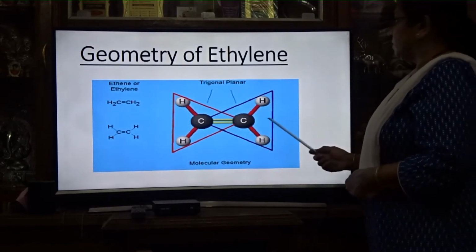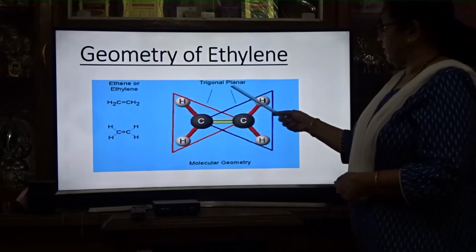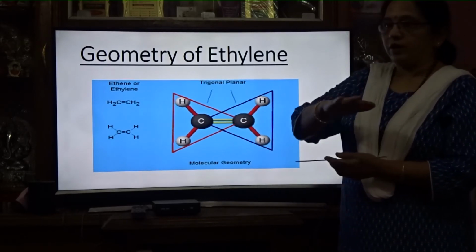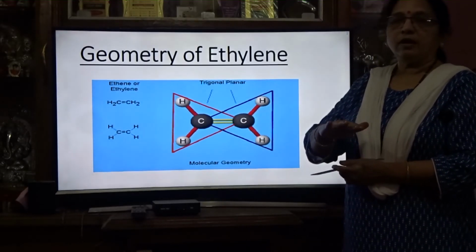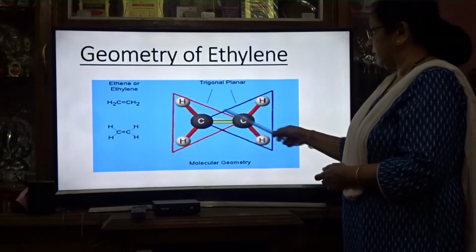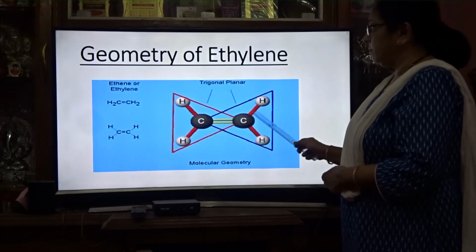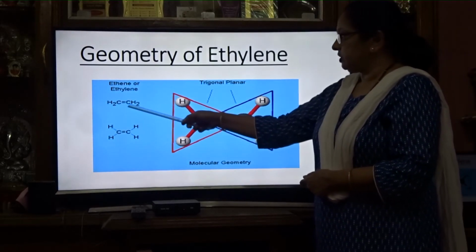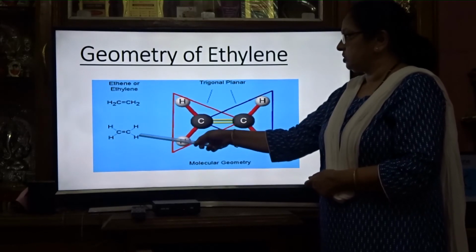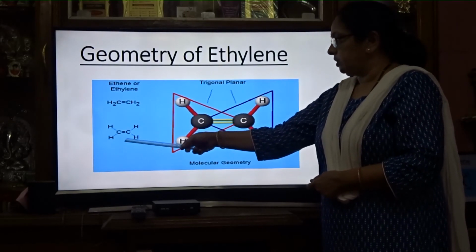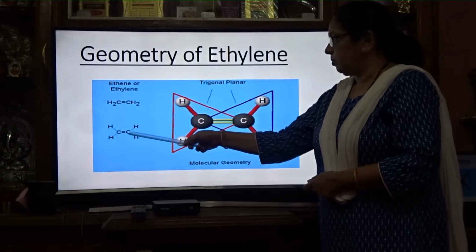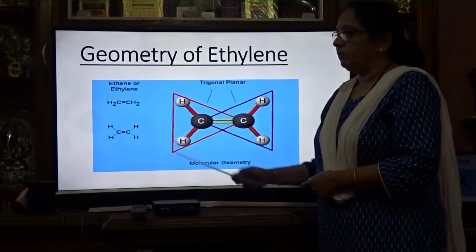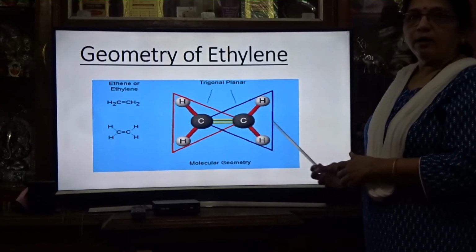So this is the geometry of the ethylene molecule. Trigonal planar means it is in one plane. All the atoms are in one plane. The molecule is a trigonal planar molecule. So the structure is CH2=CH2. In this way also we can write the ethylene molecule: CH2=CH2, out of which one is a sigma bond, one is a pi bond. This is a trigonal planar molecule.